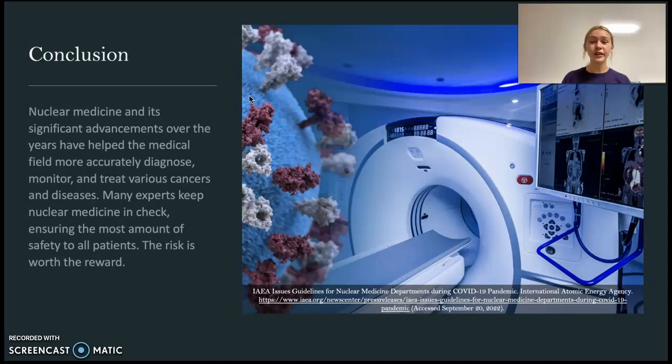And then in conclusion, nuclear medicine and its significant advancements over the years have just helped the medical field in general. They've helped with diagnosing, monitoring, and treating different cancers and diseases. And then there's many experts that are keeping nuclear medicine in check so that the most amount of safety is ensured to patients. And in all, the risk is worth the reward.